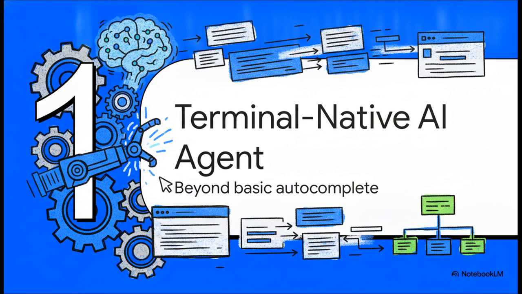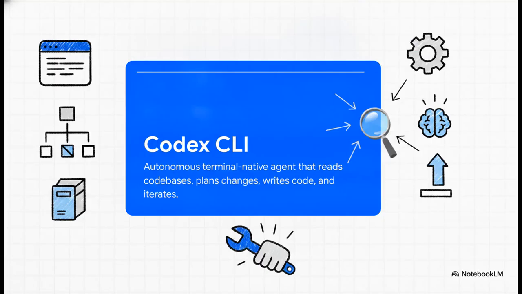Starting off with Section 1, the terminal native AI agent. This is all about moving way beyond basic autocomplete. You see, Codex CLI isn't just another chat window awkwardly bolted onto your IDE. It lives right in your terminal, the place where you actually work. Think of it less like a super fast typewriter and a lot more like a tireless junior developer that can navigate massive context windows. You give it an objective, and it reads your project, figures out how all your modules connect, and writes the necessary files.